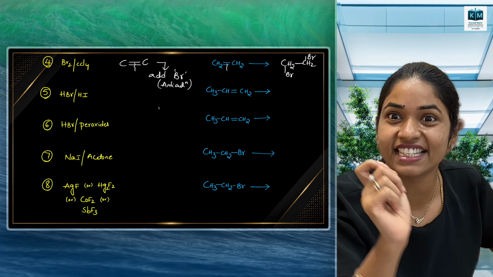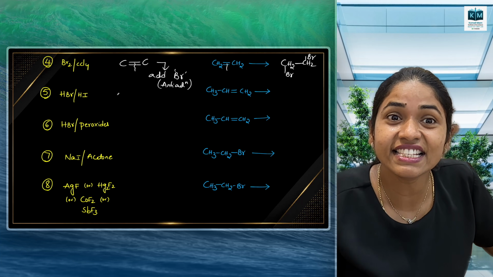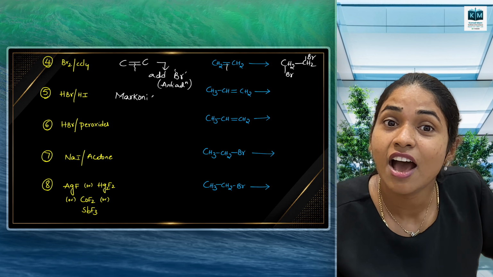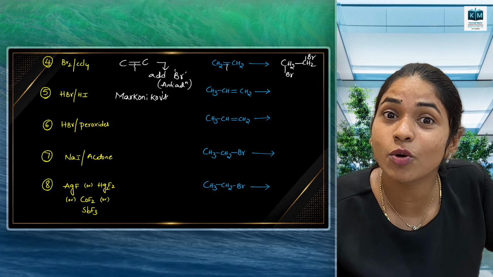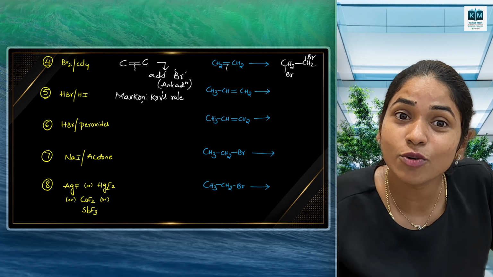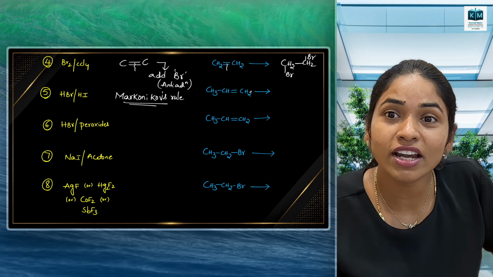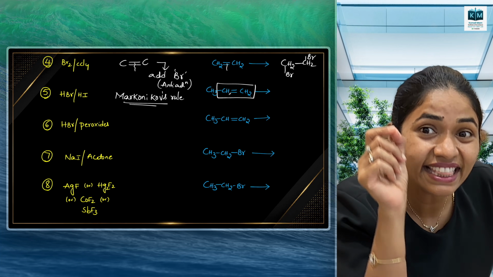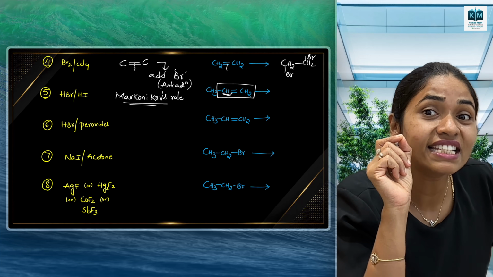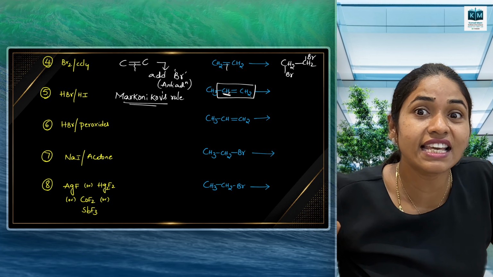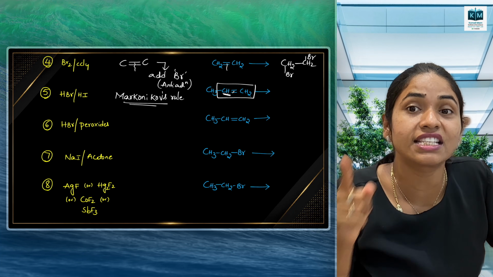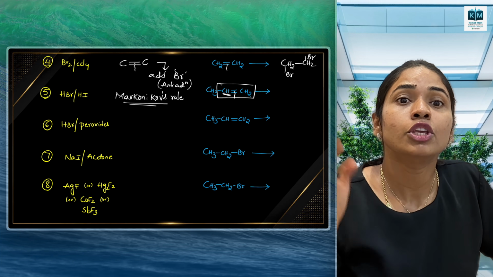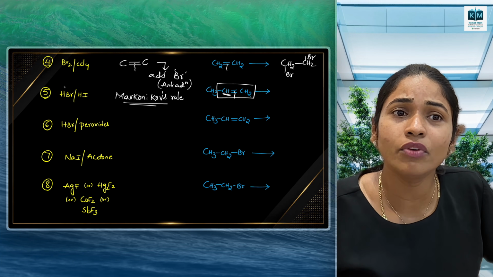HBr or HI. When you see this, it will follow Markownikoff's rule. Which rule? Markownikoff's rule. What will this rule say? Double bonded carbon is there, right? Take the double bonded carbon. In that, which carbon is having fewer hydrogens? Here 1 hydrogen, here 2 hydrogens. This is having fewer hydrogens, right? So break the bond. How will HBr break?